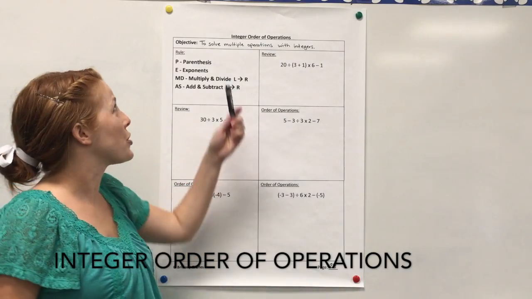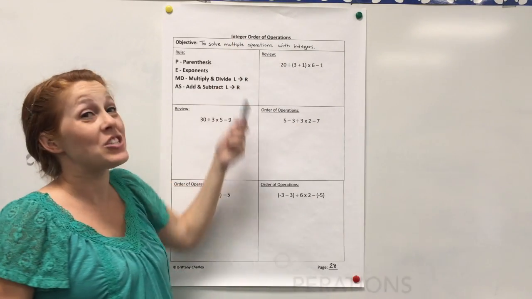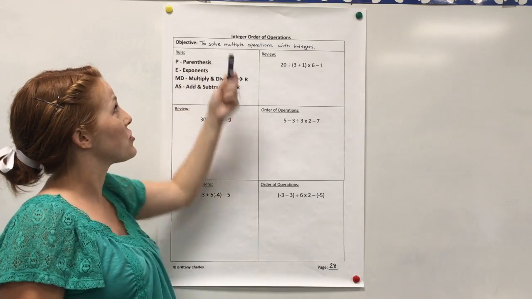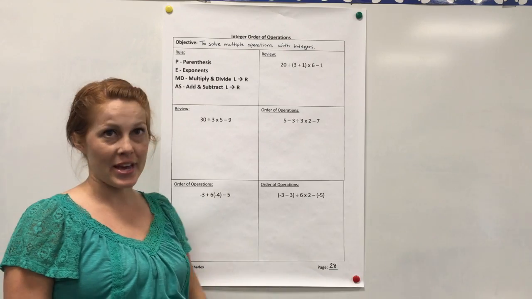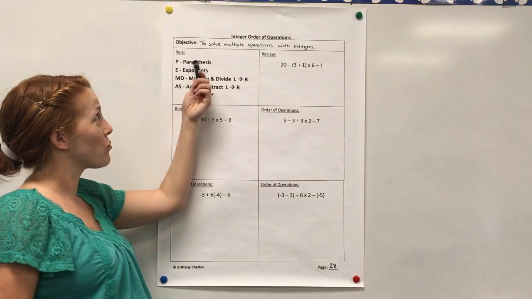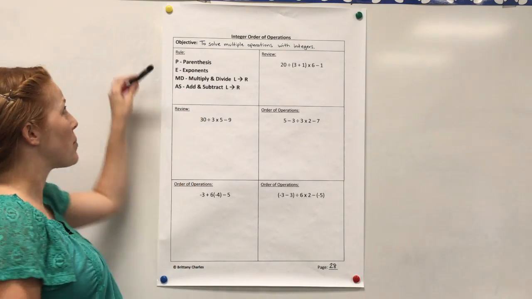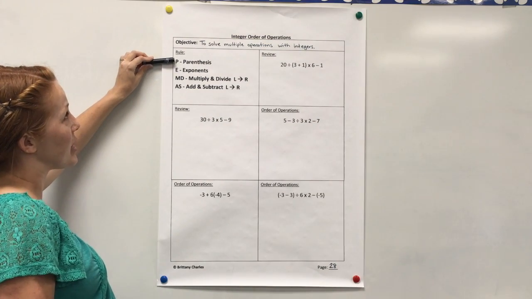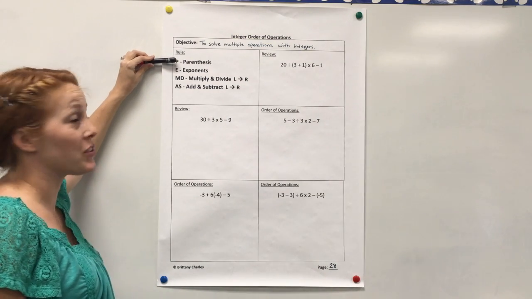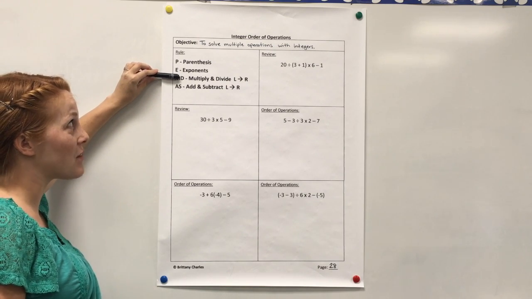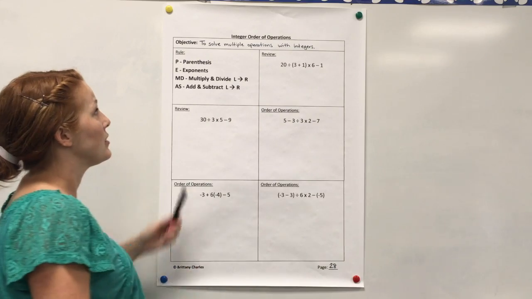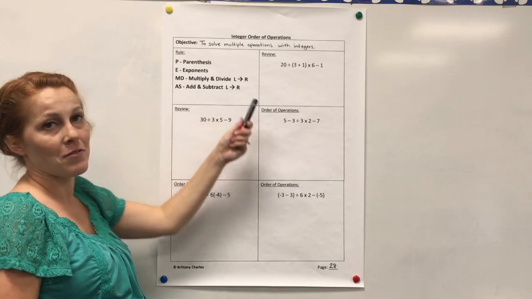Today we're going to learn about order of operations with integers. So your objective is to solve multiple operations with integers, and this is page 28. Now let's start by remembering what the rule is. Remember, you have the different steps, 4 steps. First one is parentheses, then exponents, then multiply and divide. Remember, that's left to right, and then add and subtract from left to right.